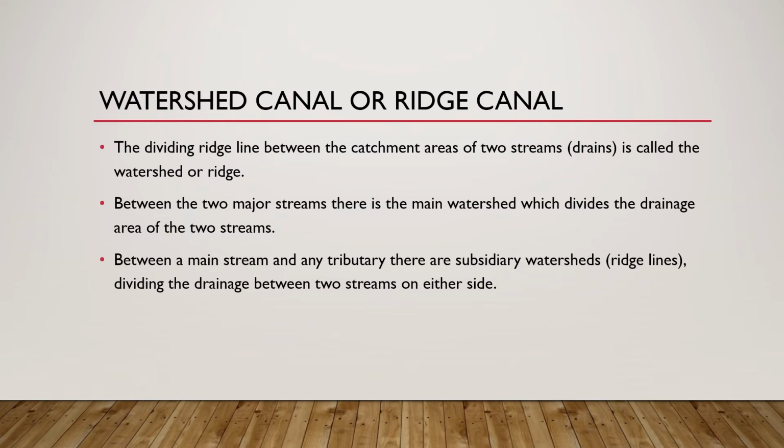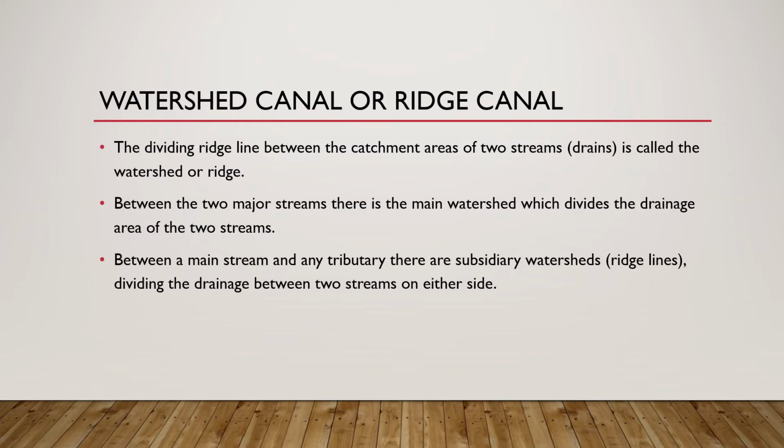Then the watershed canal is defined as the dividing ridge line. Consider a ridge line which separates two different catchment areas of two different streams. It is called the watershed or a ridge.